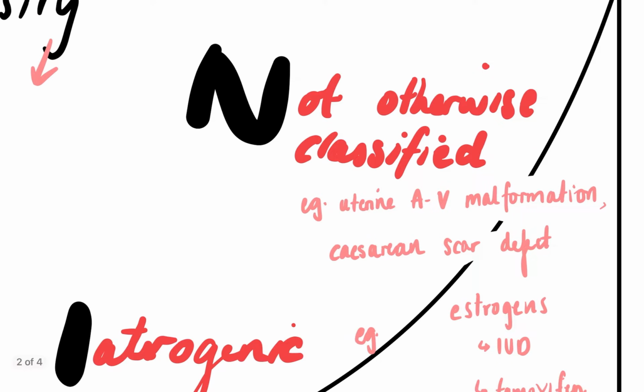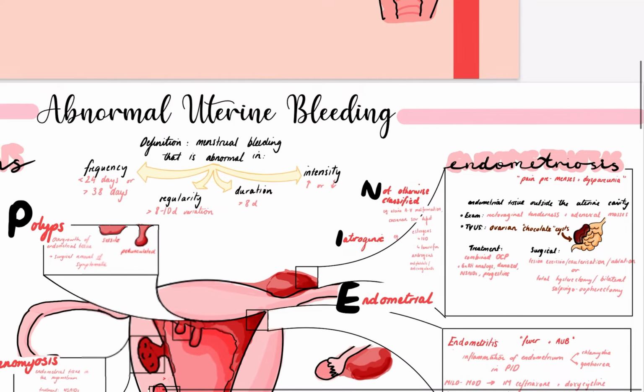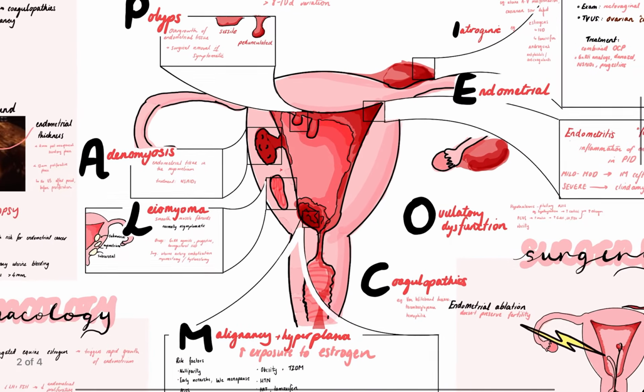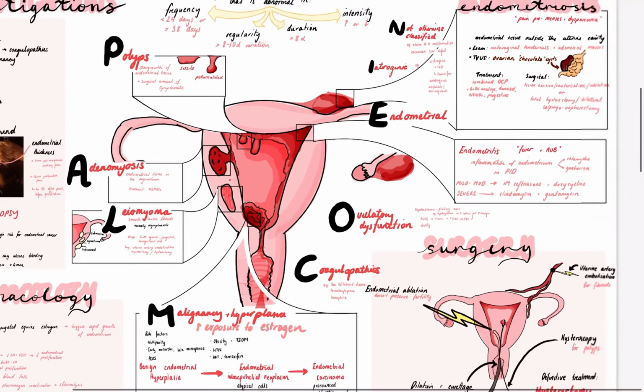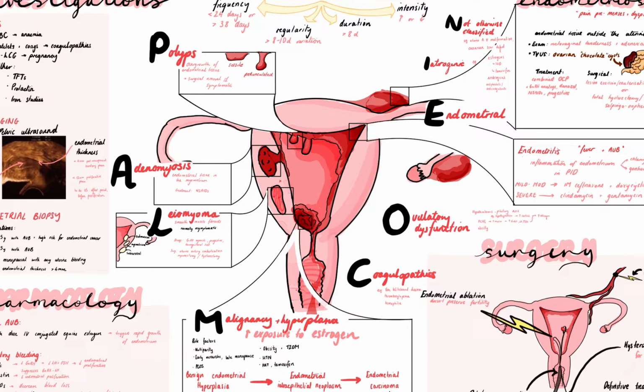Then you have N, which covers all your random extra things that didn't fit into the other categories. Examples of this could include uterine arteriovenous malformations or cesarean scar defects, because if you have had trauma in the past to your uterus and that causes rupture, you're going to get bleeding. So that covers the PALM-COEIN system.